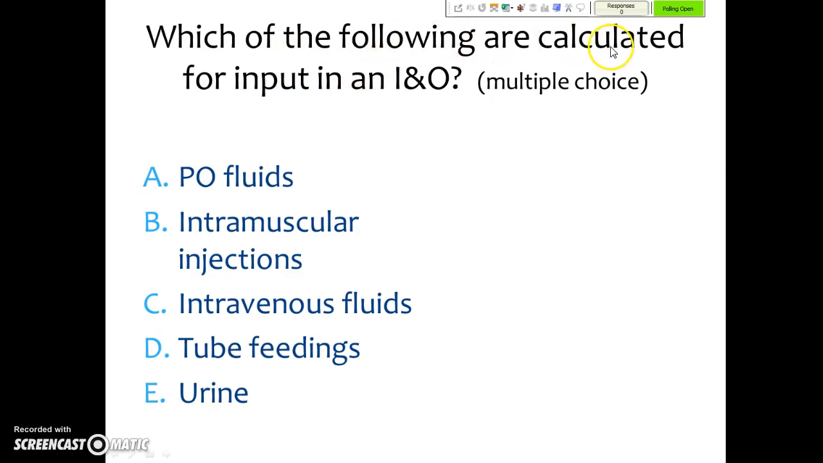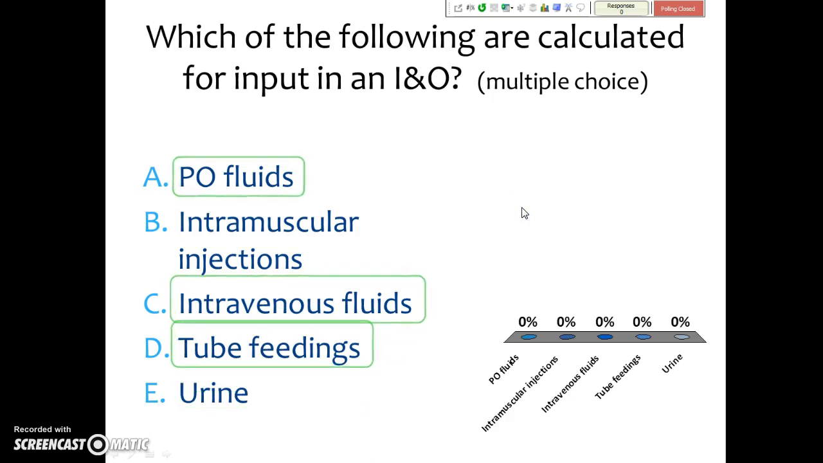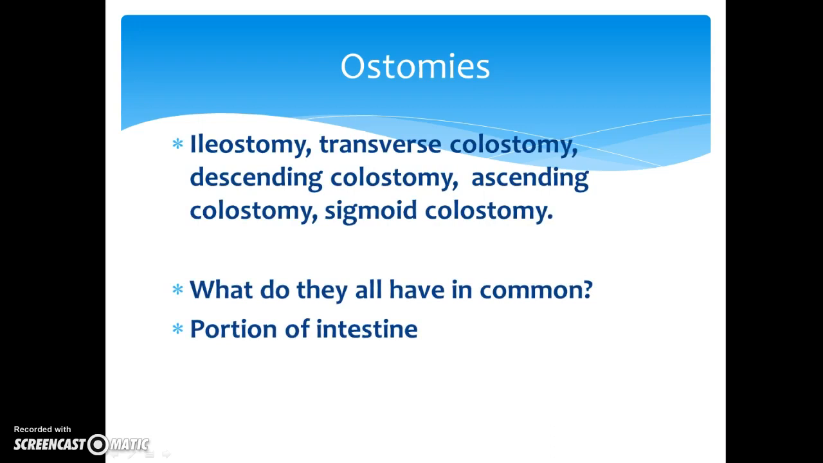Which of the following are calculated for input in an I and O? This is multiple choice. There are several different answers. Is it PO fluids, which is Latin for by mouth, fluids by mouth, intramuscular injections, intravenous fluids, tube feedings, or urine? Again, multiple choice. There you go. Intramuscular injections are too small a volume to include in the I and O, and of course urine is an output, not an input.